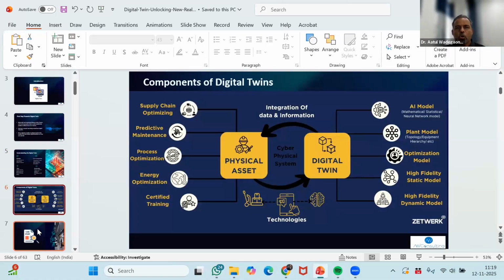When it comes to the various components of a digital twin, the physical assets are on one side, on the other side is the digital twin, and they are connected with technologies and data.